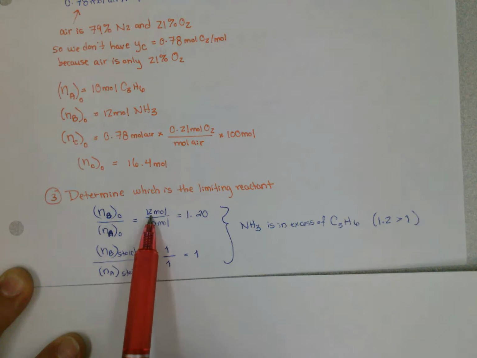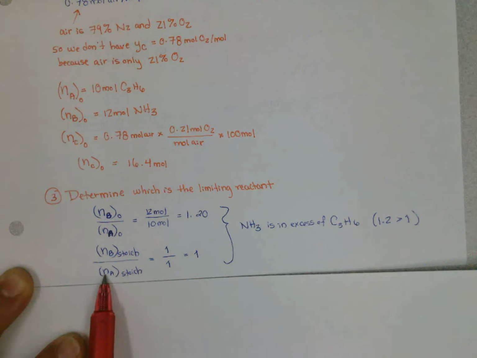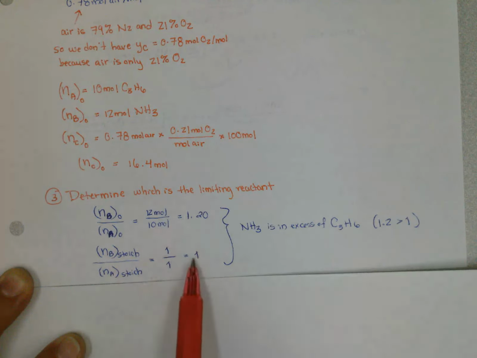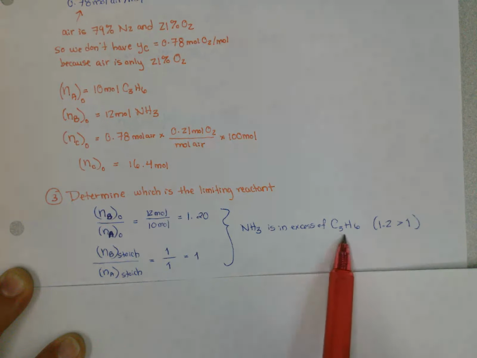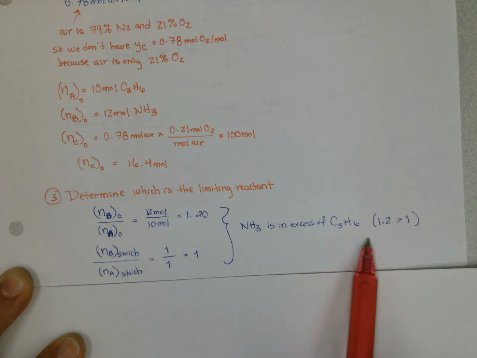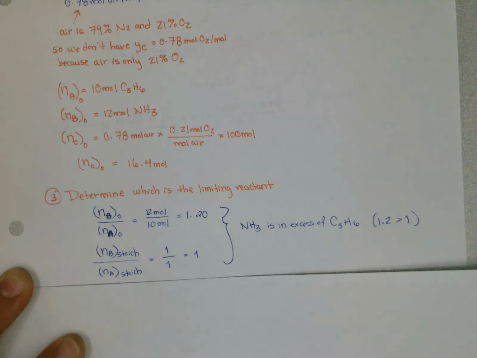So if we have 12 moles starting of NH3 and 10 moles starting of C3H6, that means we have a ratio of 1.2. Now, if we look at the stoichiometric ratio, the coefficients are both 1, so that's a 1-to-1 relationship. So what we see here is that NH3 is in excess of propylene in this case. What does that mean? That means propylene is our limiting reactant in this particular scenario. And that's important because we need to know what the limiting reactant is.